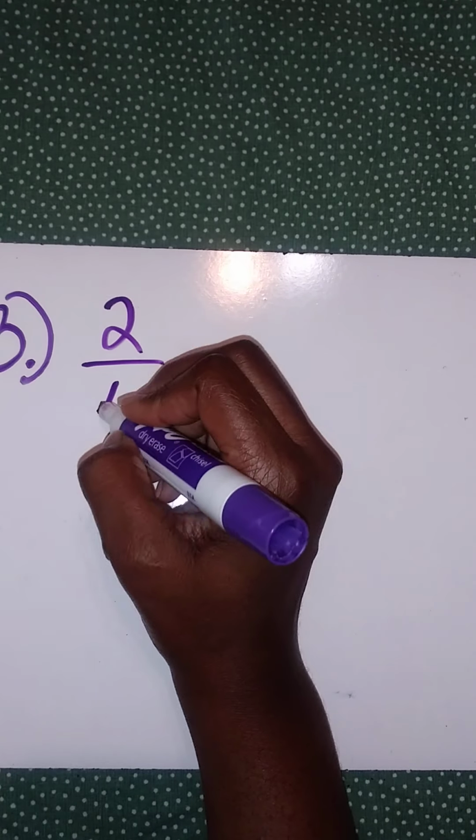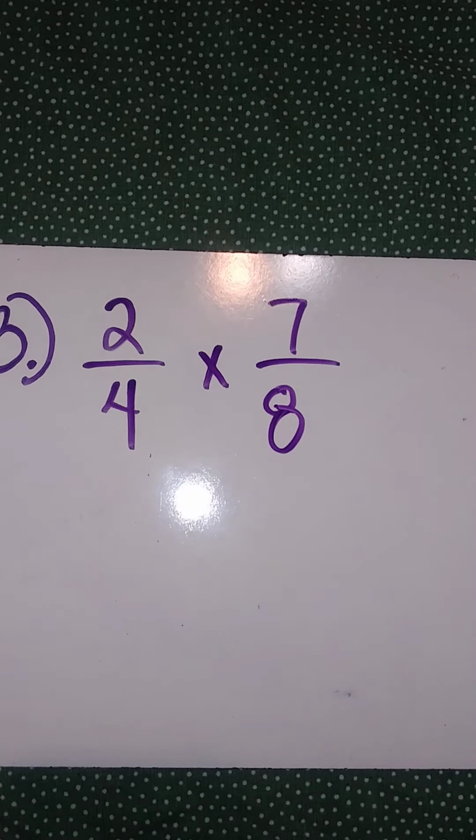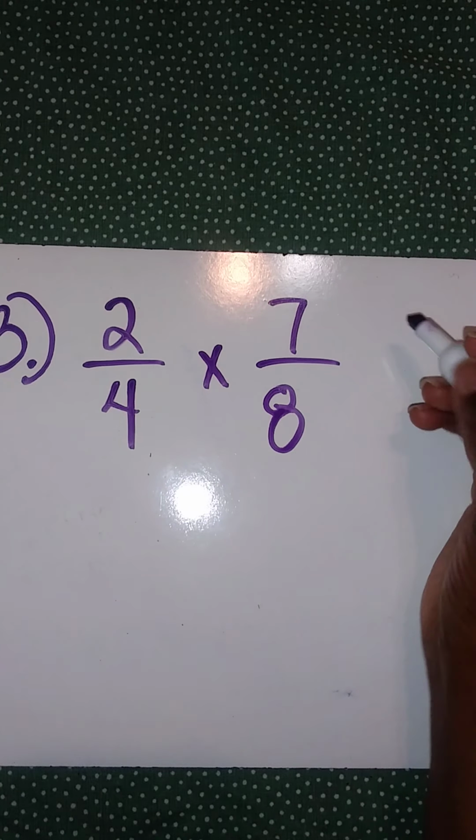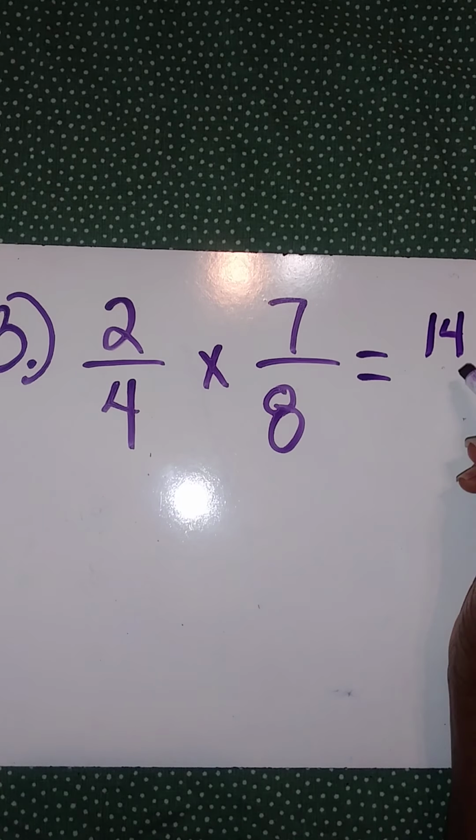Look at number 3. I have 2/4 times 7/8. So again, I'm just going to multiply straight across. I know that 2 times 7 is 14, and I know that 4 times 8 is 32.